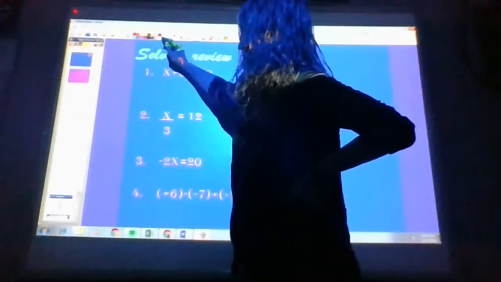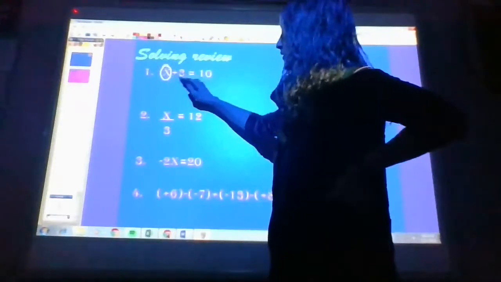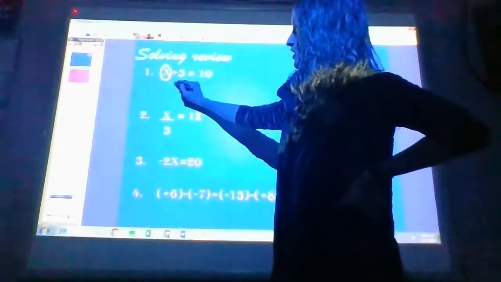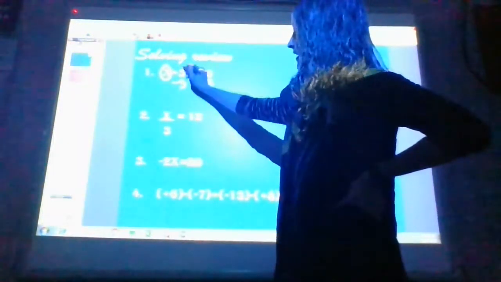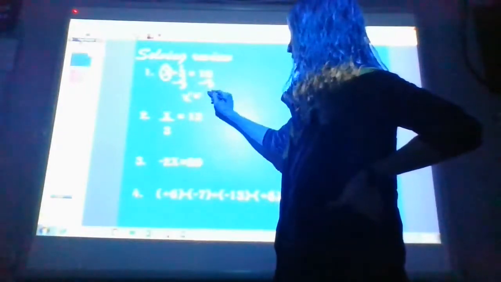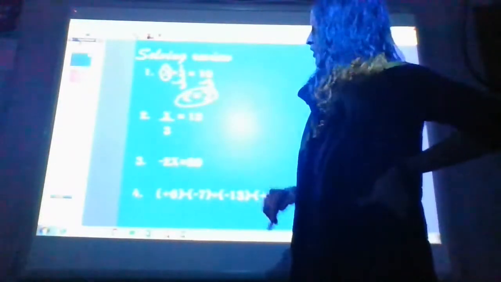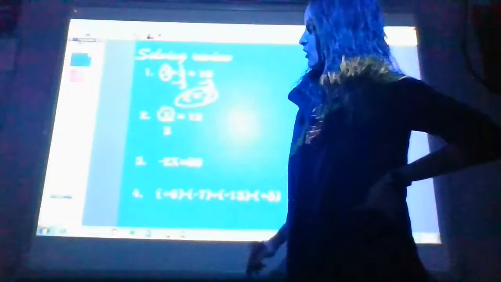So once again, how do we solve? We circle the variable. We do the opposite. Right now, because this is addition, the opposite is subtracting from both sides. So x has to equal 7. Right here, you circle x. You want to get it all alone.